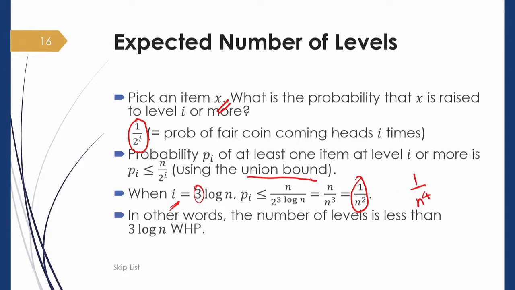So, in other words, we notice that for i equal to some c times log n, with probability at least 1 minus 1 over n to the c minus 1, the number of linked list levels will stop at some level less than c log n. To state it more succinctly, the number of levels is less than, in particular, 3 log n with high probability. So, this is exactly what we need.